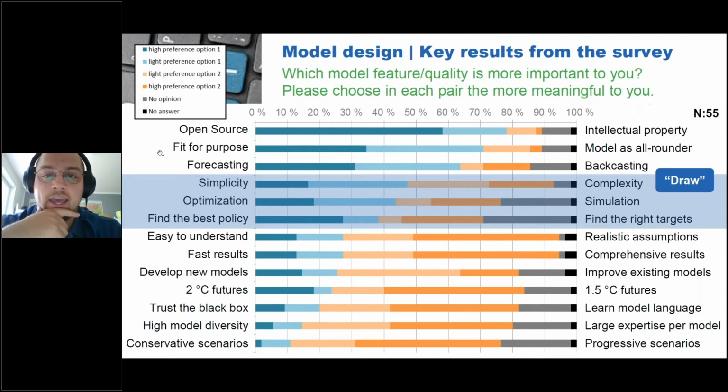But on the other hand, we also found that for some really basic decisions in modeling, like the question, should it be simple or should it be a complex model? Should it be an optimization or a simulation model? Or should we focus more on policy options? So finding the right policy options or finding the right targets, climate and energy targets. It's not really clear. There is no majority for one or the other option. But for the other trade-offs, we found some tendencies, I'd say. Okay, thanks. Next slide, please.